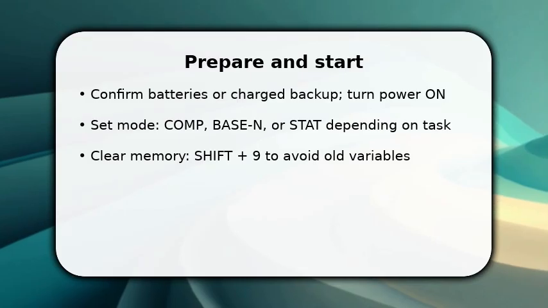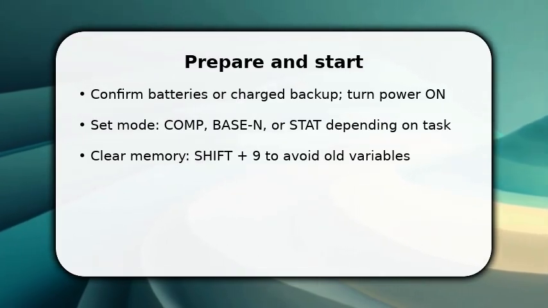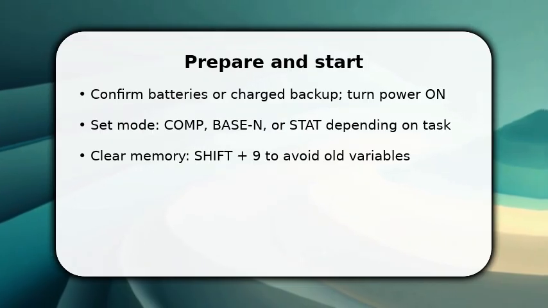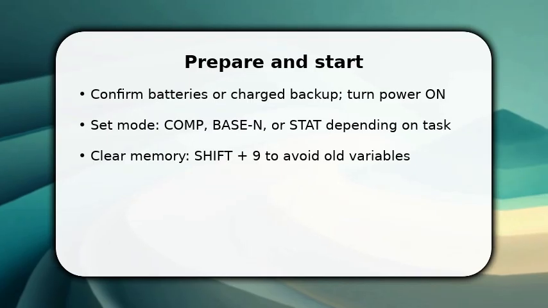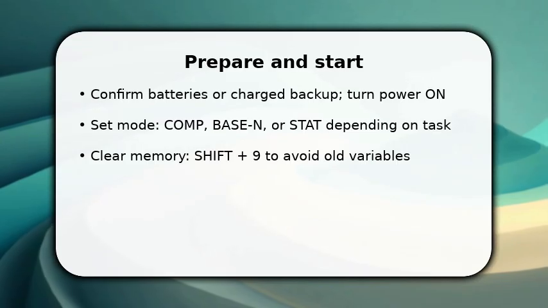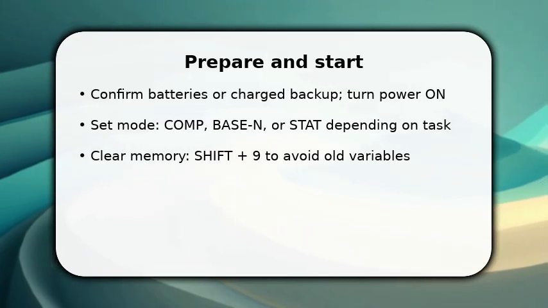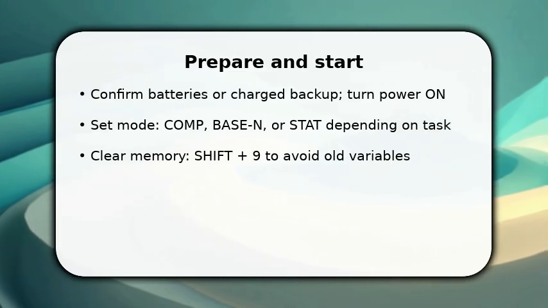You begin by confirming power and a clean memory so results are reliable. Press On, then set mode to COMP for algebra or STAT for data. This controls functions available. Once done, clear memory with Shift then 9. Choose one to reset. Also, past variables do not interfere. Make sure contrast is readable using Shift plus F6/F5.